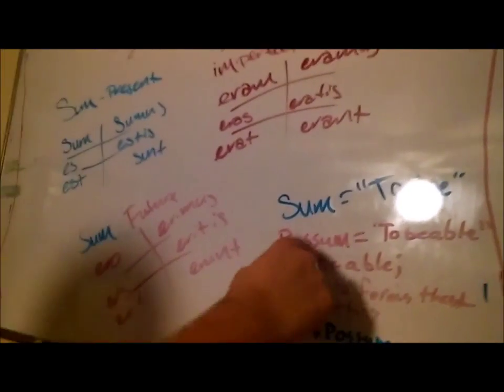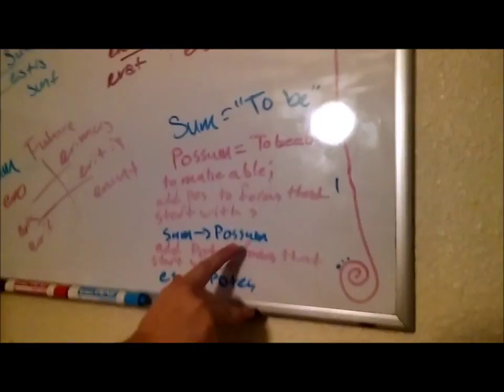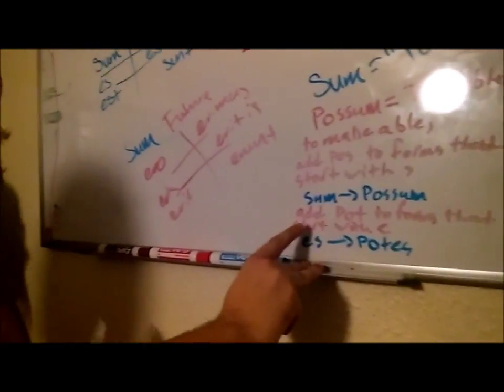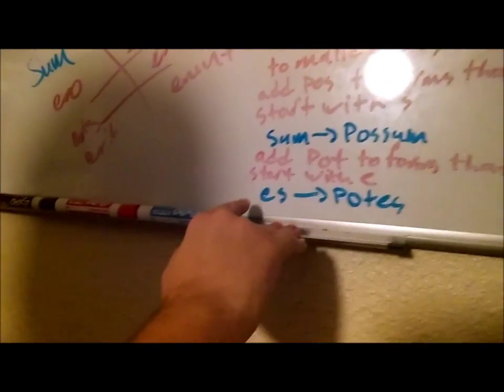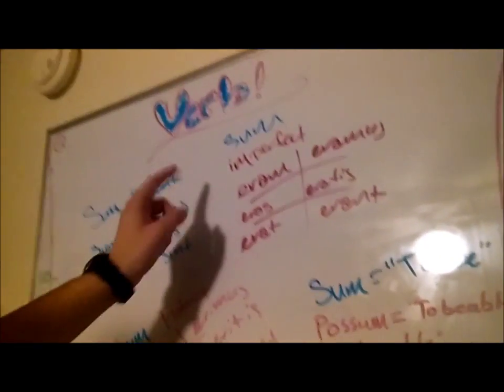Possum is another form of this, which means to be able. And it's really easy to take this and make it possum. So to make all of your forms of sum able to do stuff, you add POS to forms that start with the letter S. So sum goes from sum to possum with two S's. And then another rule you follow is add the letters POT to forms that start with the letter E. So es goes to potes. And that goes through all of the tenses. So it'd be poteram, poteras, so on and so forth.